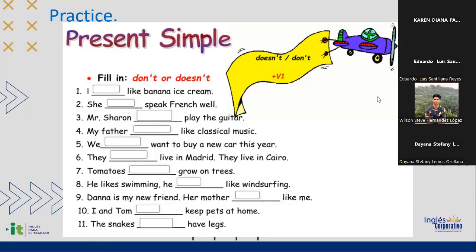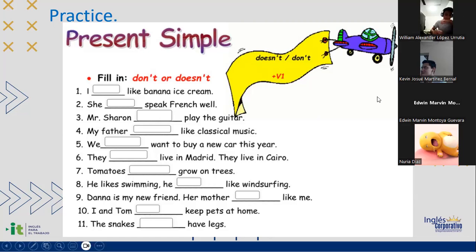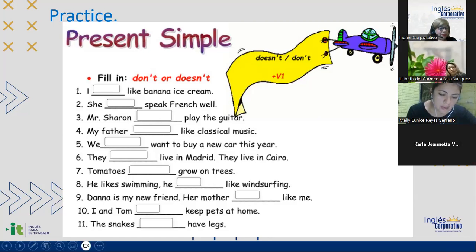Okay, guys, the time is over. Let me see. According to the order of the list, Carolina, tell me the number one. Claudia, number two. Corina, number three. Diana, number four. Edwin, number five. Fatima, number six. Irwin, number seven. Karen, number eight. Carla, number nine. Kevin, number 10. And Lilibet, number 11. Okay, read the complete sentence.